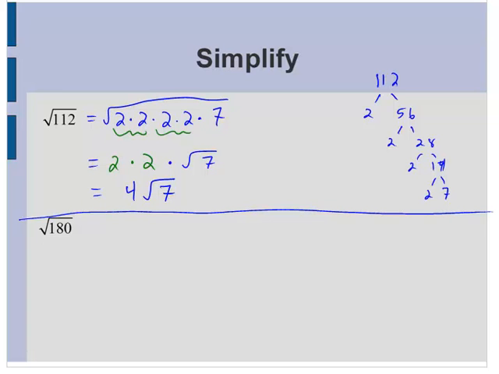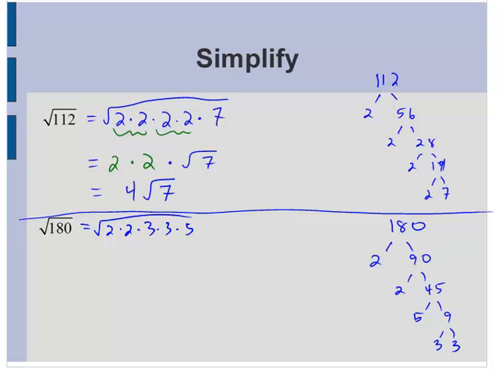All right, why don't you try the next one on your own? Simplify the square root of 180. All right, so let's see. Square root of 180. Well, 180, that's 2 by 90. The 90 is 2 by 45. The 45 is 5 by 9, and the 9 is 3 by 3. So the square root of 180 would be the square root of 2 times 2 times 3 times 3 times 5.